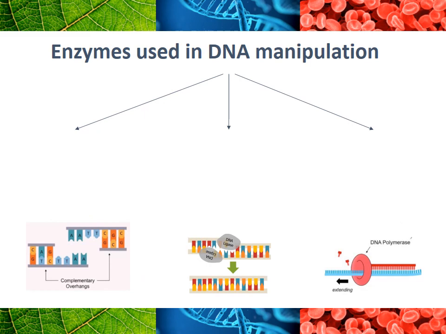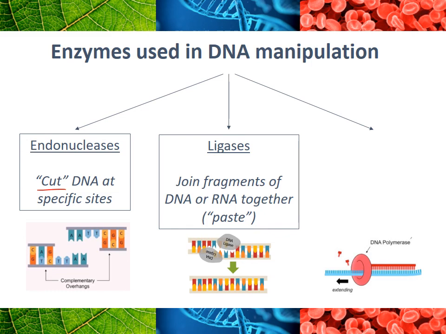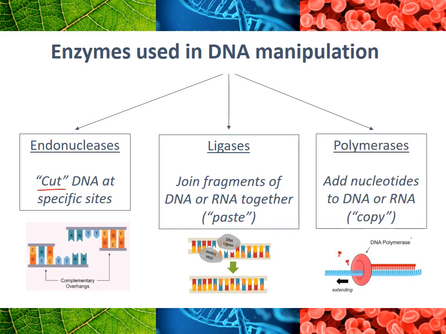So our enzymes used in DNA manipulation. We have endonucleases. They are our molecular scissors. They cut DNA. We have our ligases that rejoin bits of DNA. And we have polymerases that build new bits of DNA or RNA.